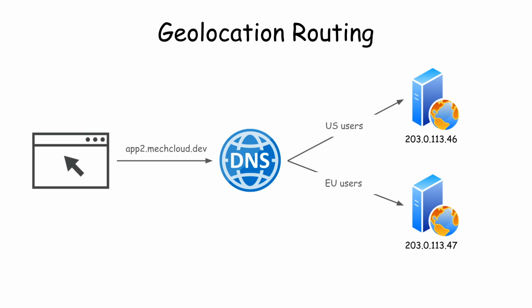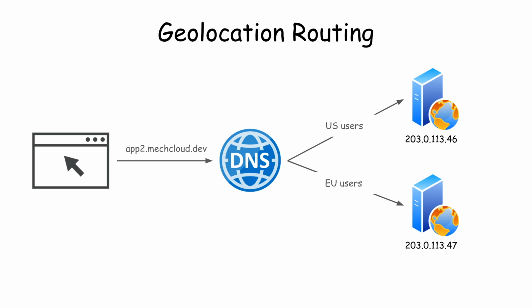As we see in this diagram, all users still go to the same simple address, app2.metcloud.dev. However, the magic happens at the DNS level. Route 53 looks at where the user's request is coming from. If the request originates from the United States, DNS intelligently routes that user to the server at IP address 203.0.113.46, perhaps a server physically located in North America. But if the request comes from a user in Europe, they are automatically sent to a completely different server at IP 203.0.113.47, which could be hosted in a European data center.